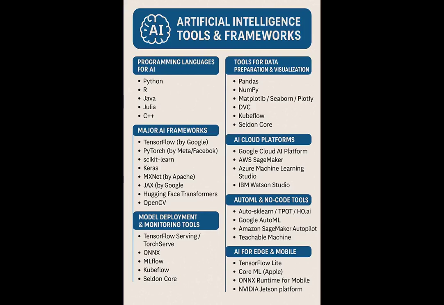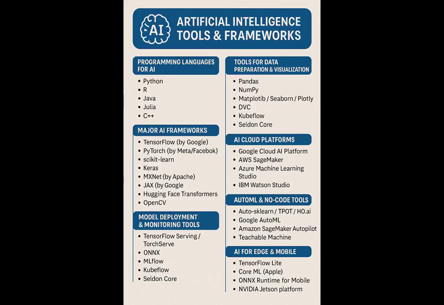5. Model deployment and monitoring tools. TensorFlow Serving/TorchServe, serving trained models. ONNX, Open Neural Network Exchange, interoperability between frameworks. MLflow, experiment tracking, model registry, deployment. Kubeflow, Kubernetes-based ML workflow orchestration. Seldon Core, scalable ML model deployment on Kubernetes.